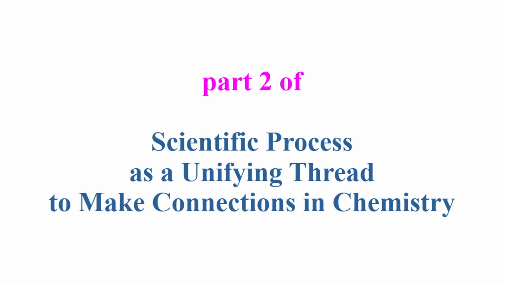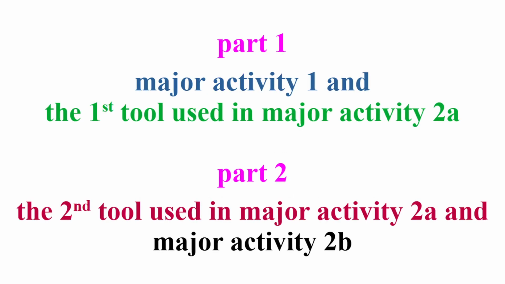Scientific process as a unifying thread to make connections in chemistry. In part 1, we discussed in detail major activity 1 of the scientific process, namely gaining or accumulating isolated facts about nature, and also the first tool used in major activity 2A, namely comparing and contrasting the gained isolated facts in order to generalize or organize them.